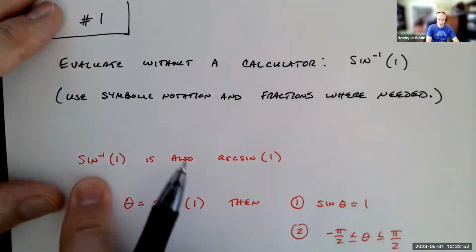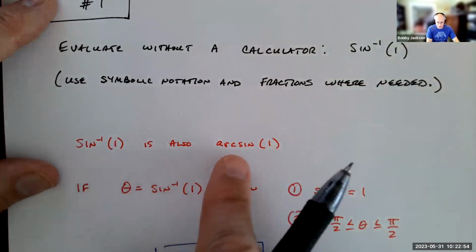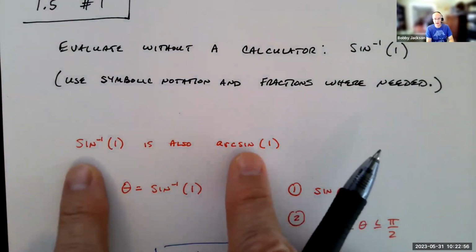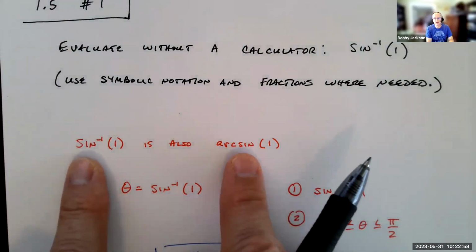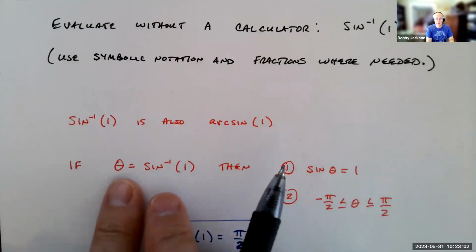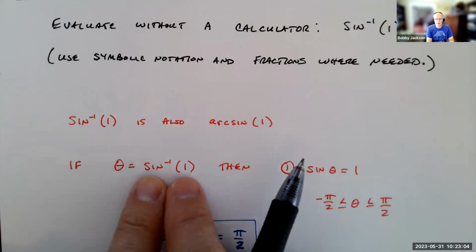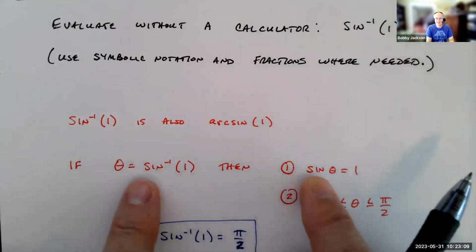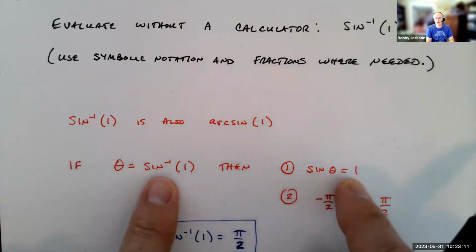In fact, the inverse sine of 1 is also written arc sine of 1. So arc sine, inverse sine, this is the inverse sine function. And the relationship is, of course, if theta is the inverse sine of 1, what we're looking for, the inverse relationship says, number 1, of course, that sine of theta is equal to 1.